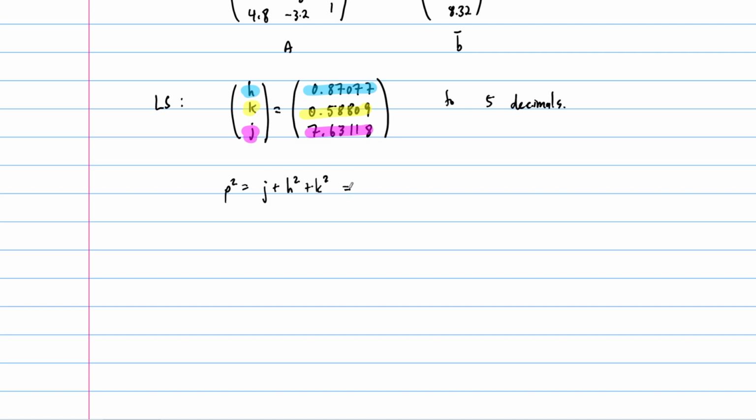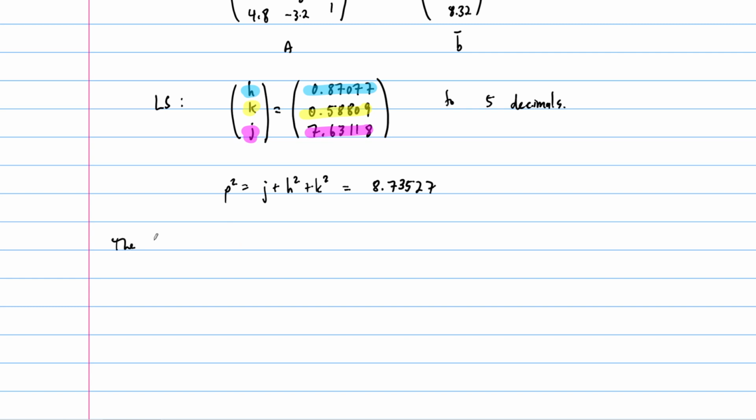And so again, I worked that out. I used the computer to help me, but I got that this is going to be 8.73527. So I did this computation first before rounding, and then I rounded it, as you always should. But there's our rho squared. And so now we just put all of this into the equation to get our best fit circle.